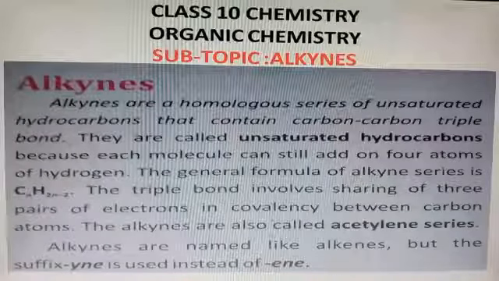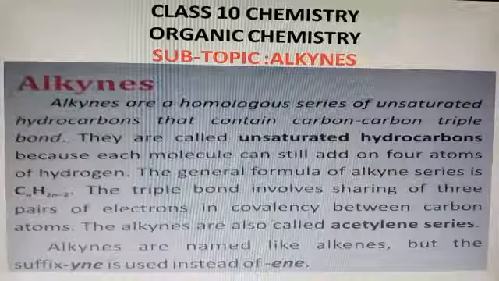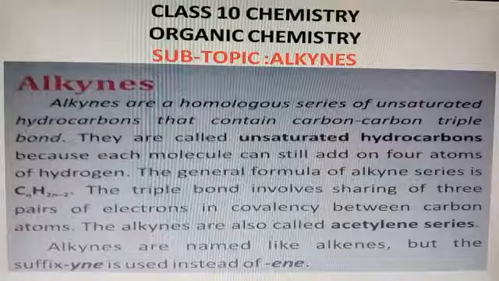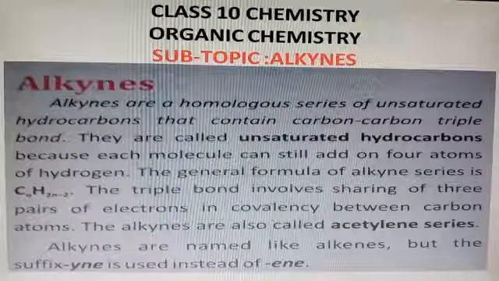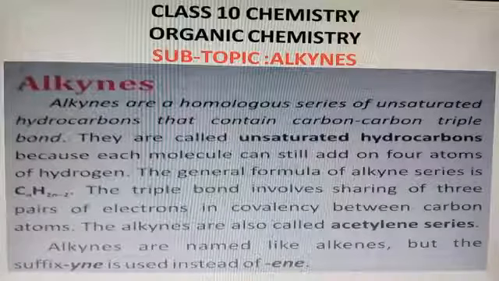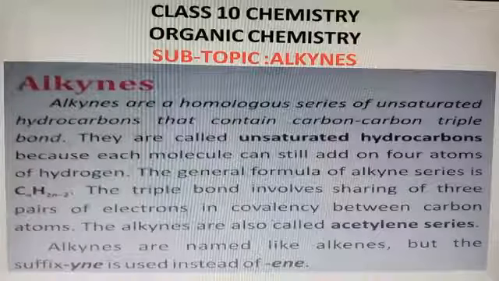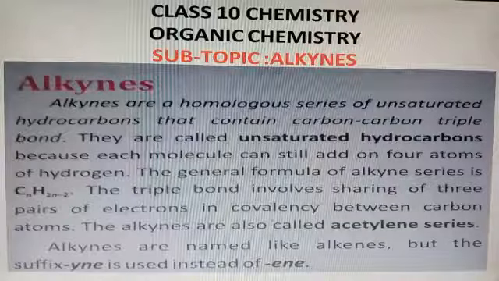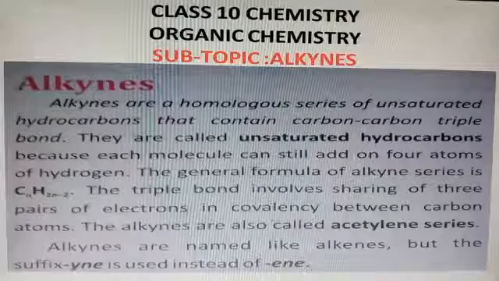So, what are alkynes? Alkynes are a homologous series of unsaturated hydrocarbons. They are unsaturated hydrocarbons because the valency of carbon is not completely filled with hydrogen because of the triple bond present between carbon and carbon. Hence it is unsaturated. That means more hydrogen atoms can be added to alkynes. That's why they are unsaturated hydrocarbons.